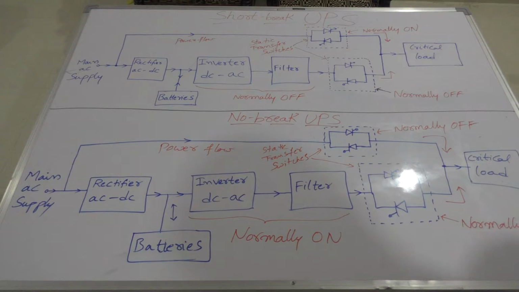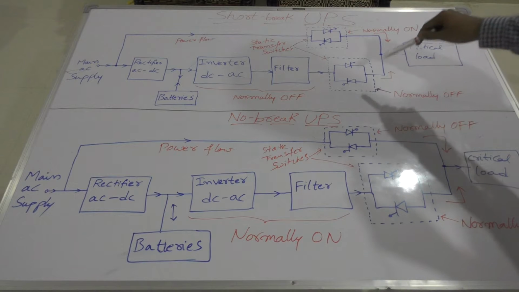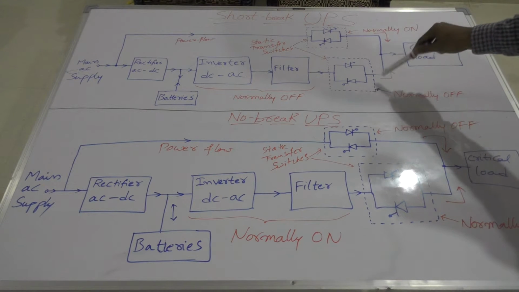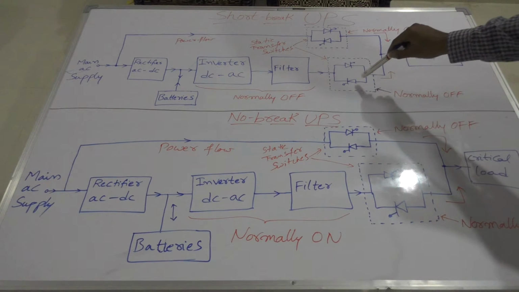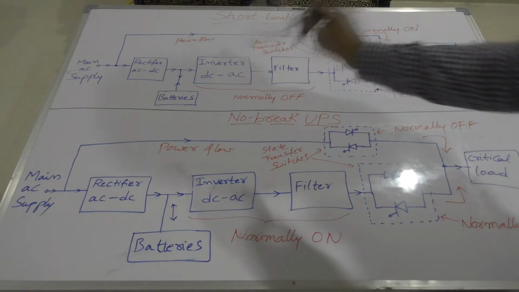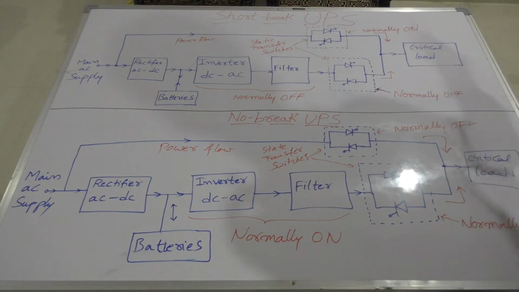Due to that interruption, this particular second switch will be converted from off state to on state. Now this is in on state. As this is in on state, the batteries deliver power through this inverter and filter to the load. Now the load is getting power from the batteries.